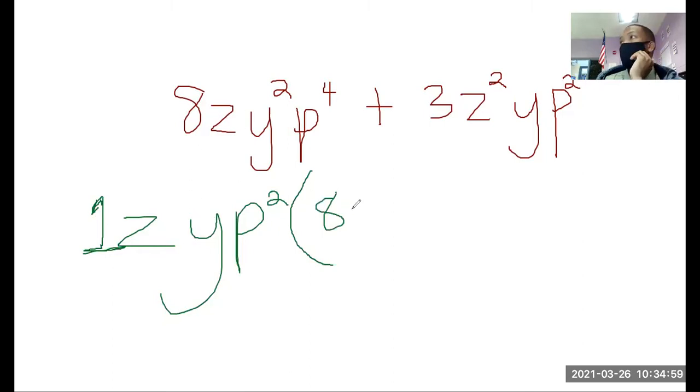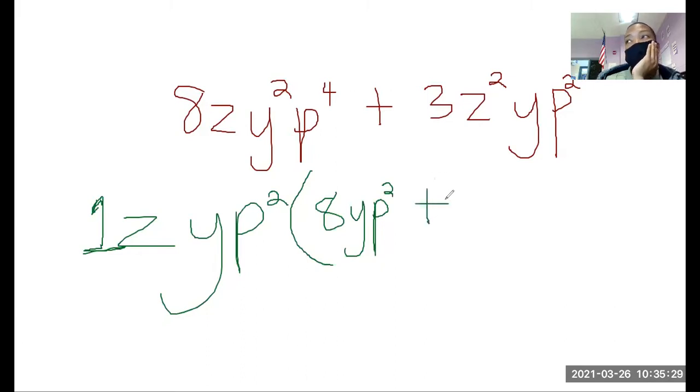Do I put a z next? No, because we already put it on the outside. Do I put a y or y squared? I just put a y, because we already took one of them and put it on the outside, so we need another one on the inside. For the p, I'm just going to put p squared because we put 2 of them on the outside, so we got to put 2 on the inside to get the 4 up the top.